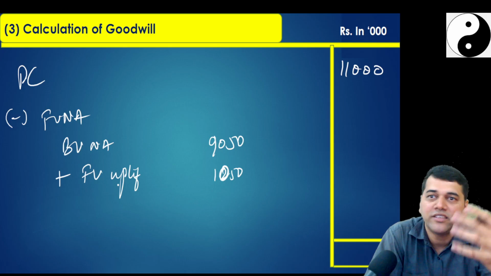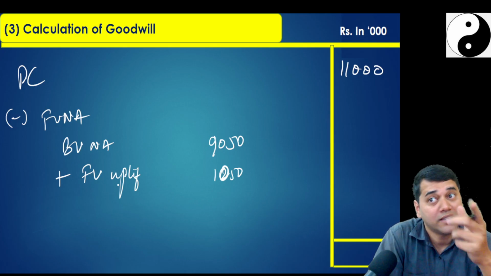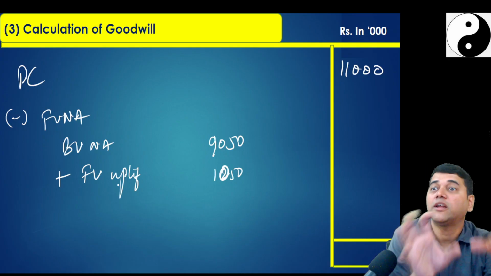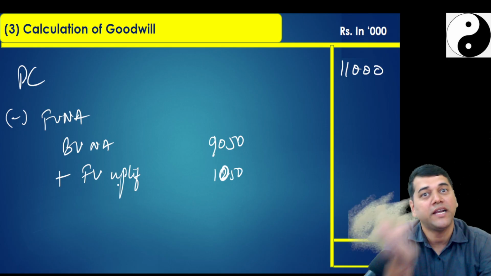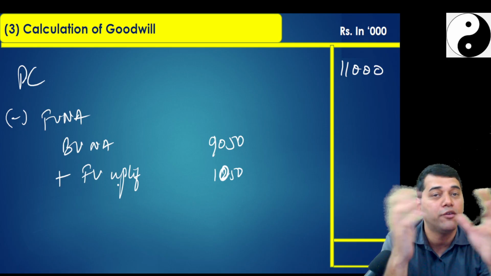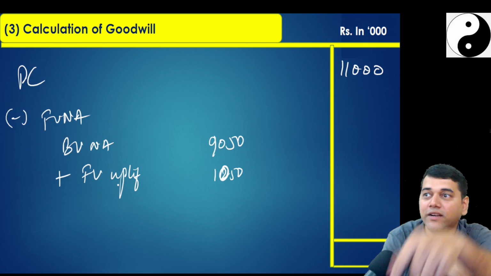Do you have any assets which are unrecognized? In the examination, they may say both had got a brand. AX also had got a brand, BX also had got a brand. Whose brand will you recognize? AX's brand you will recognize, and on that the deferred tax impact is going to come.